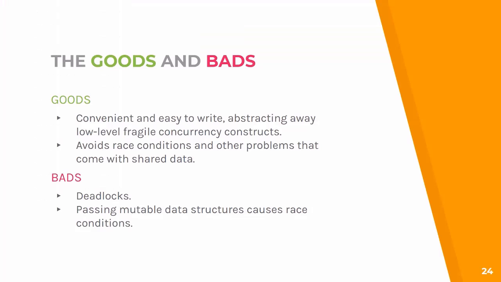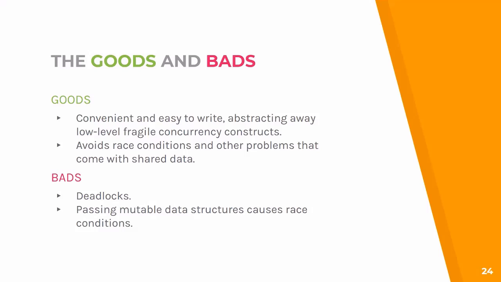Let's now talk about the goods and bads of Go channels. Firstly, they are convenient, easy to get working. You don't need to mess with lower level constructs, which can easily pollute your code base. The default blocking behavior helps prevent race conditions and other problems which arise from sharing data. However, if you're not careful, goroutines can deadlock very easily, as shown in the example of the buffered channels.